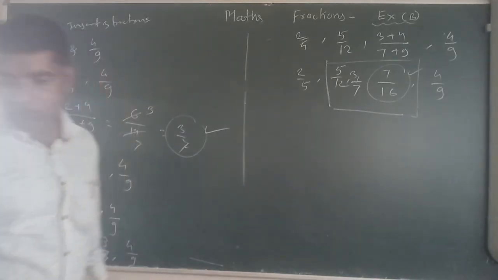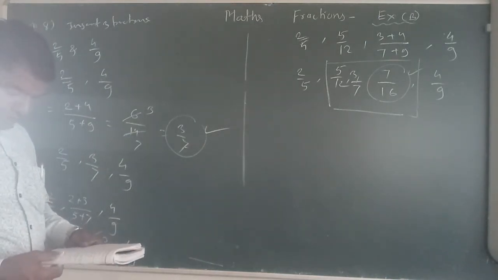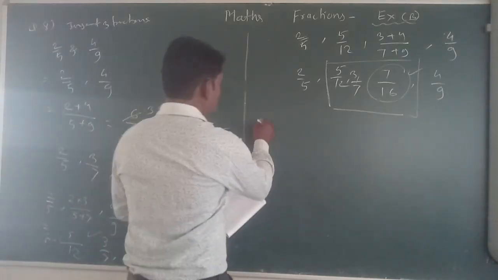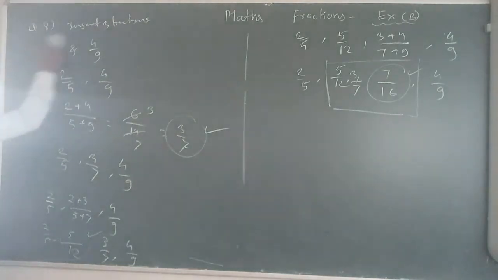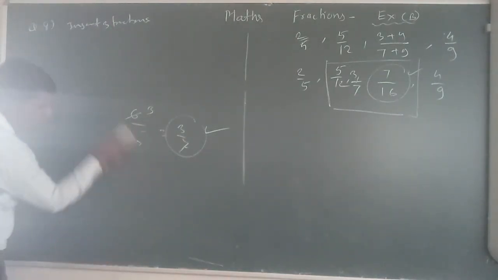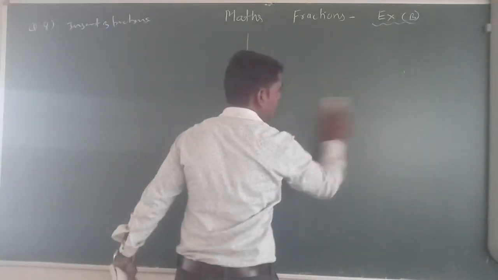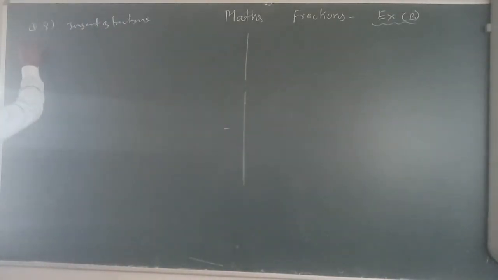So if you have not understood, you can see the video in the repeat mode, or otherwise we can take another example. If you have to write down, you can take a screenshot. If you have not understood, see the video in the repeat mode. The second one we will take: the fifth one, 4 upon 7 and 3 upon 4.